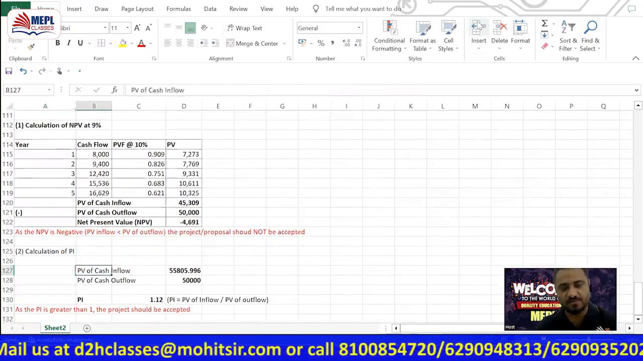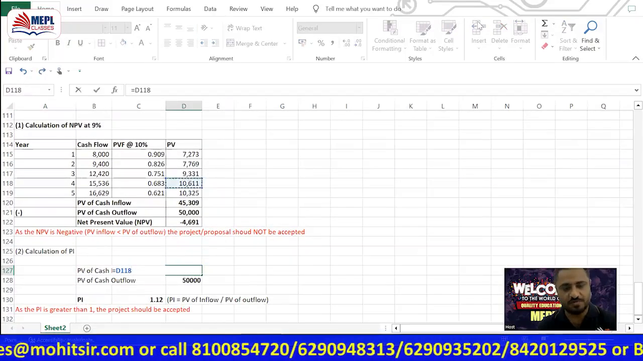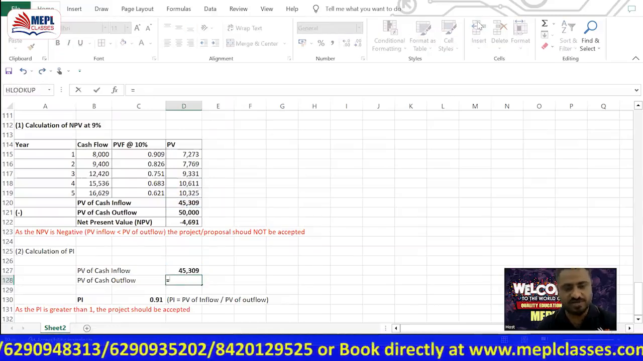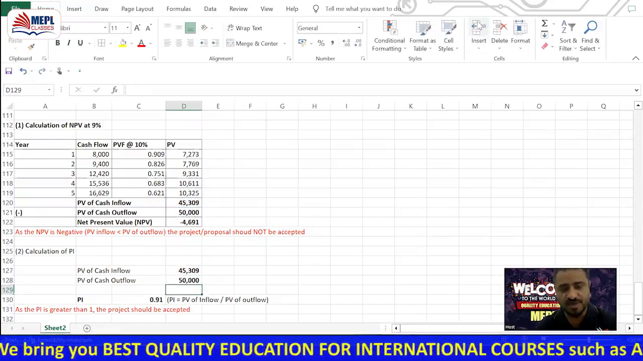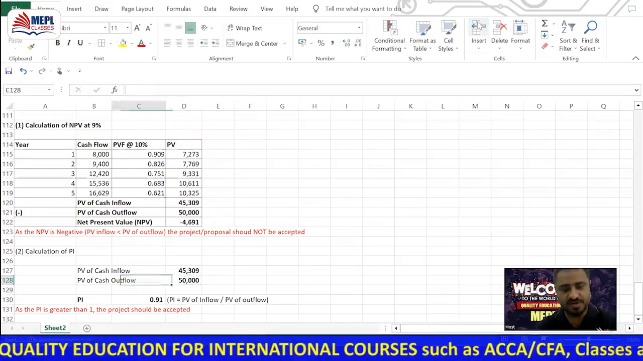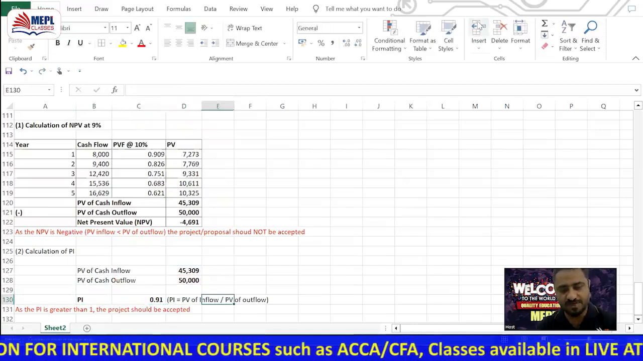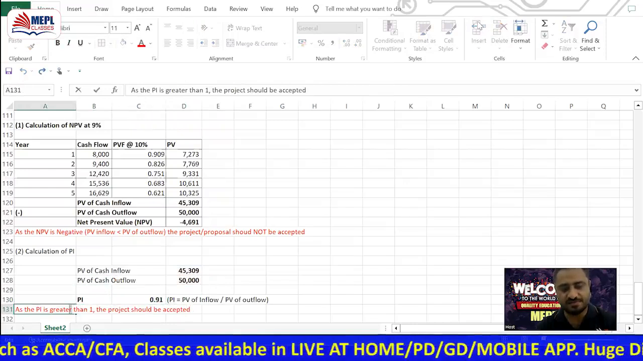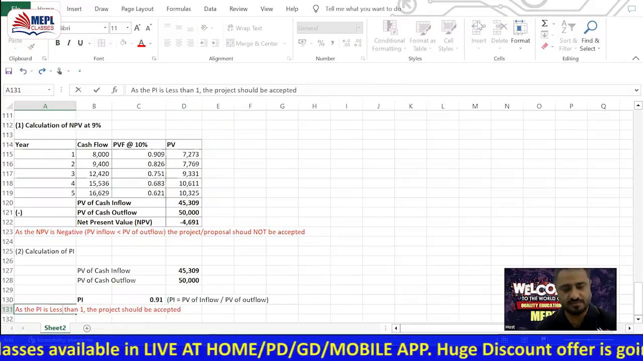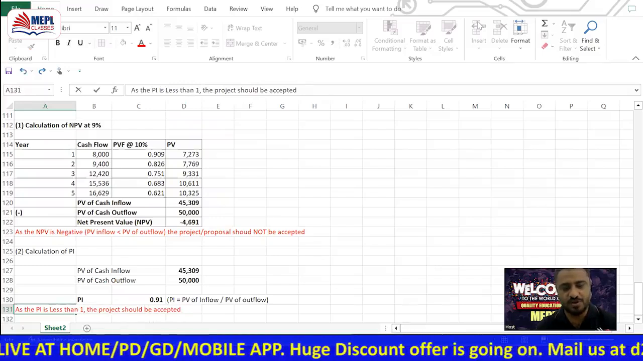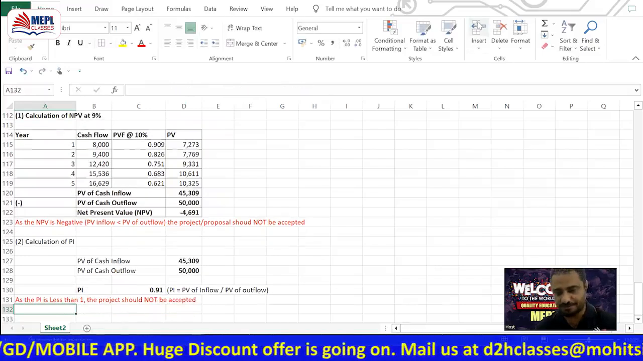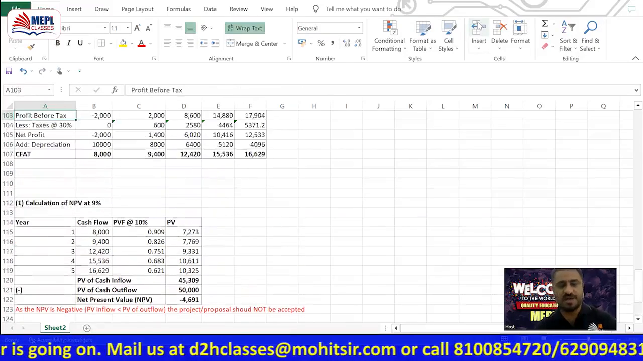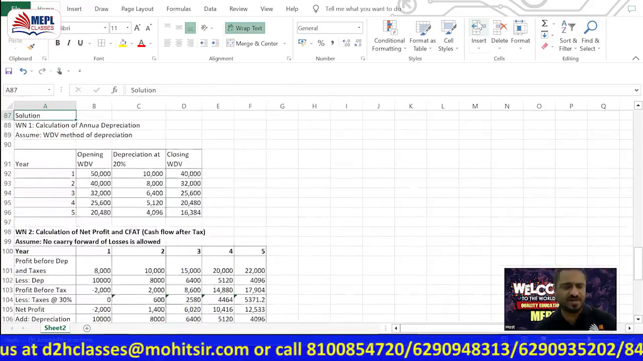Same case will be applicable for the calculation of the profitability index. We have the present value of cash inflow as 45,000, present value of cash outflow as 50,000. So our PI will be less than 1, and we will say that the PI is less than 1, the project should not be accepted. So this was the warm-up question on calculation of net present value under different scenarios.